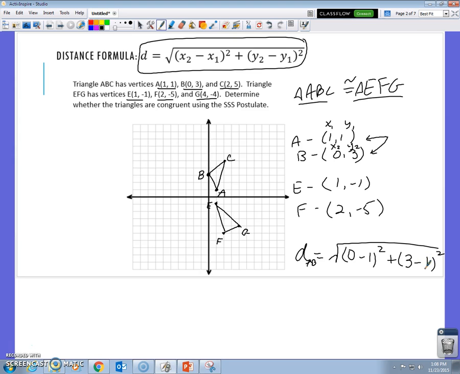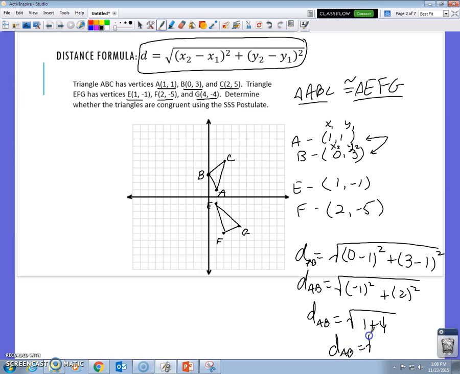So the distance can be found by computing this little formula here. The distance of AB is the square root of negative 1 squared plus 2 squared. So the distance AB is equal to the square root of 1 plus 4, which is the square root of 5. There's no need to put a decimal. We'll know whether they're equal or not depending on whether the distance between E and F is congruent to the square root of 5.